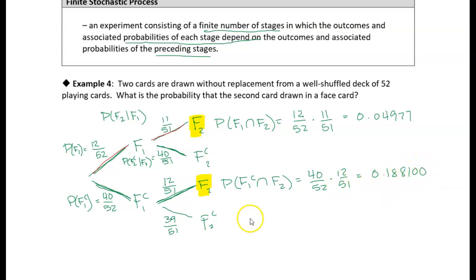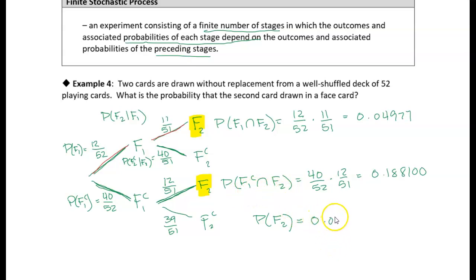I get 0.188100. So now to figure out the probability of a face card on the second draw, it can happen in either one of these different ways, so I'm going to add the probabilities. These are two mutually exclusive events. They're not going to overlap; they can't happen at the same time. Either I draw a face card and then another face card, or I don't draw a face card and then I draw a face card. So I can add these probabilities.